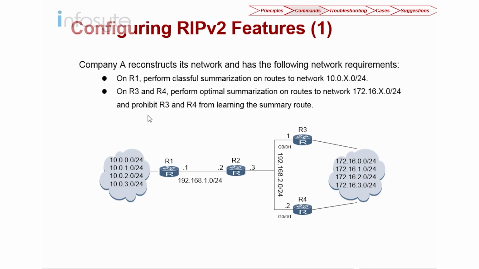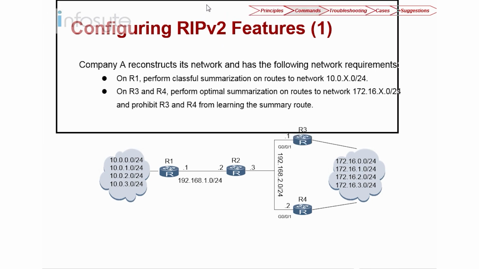The second requirement is to enable R3 and R4 to perform optimum summarization on the network 172.16.x.0. Based on this diagram, you can see 172.16.0.0 until 172.16.3.0. If we are going to make it optimum, we should do a calculation, and from the calculation we get the answer as 172.16.0.0/22, and prohibit R3 and R4 from learning the summary route. So they want you to use avoid feedback. Okay, so let's look into this configuration.